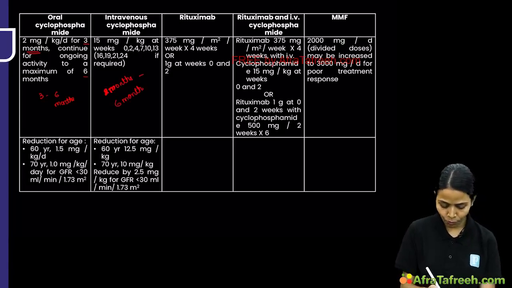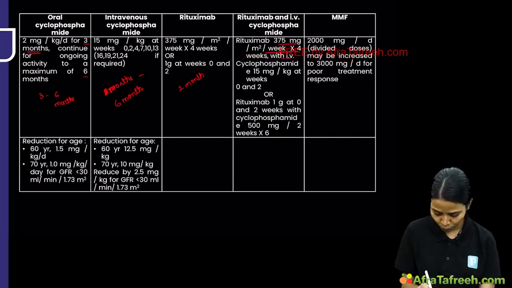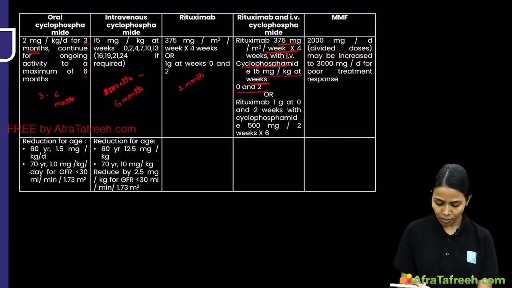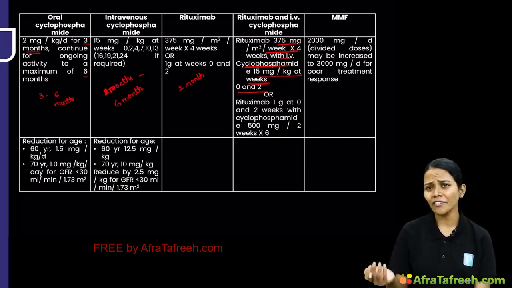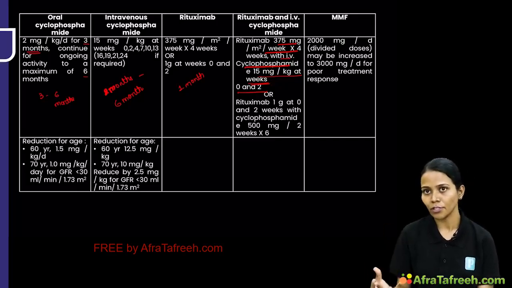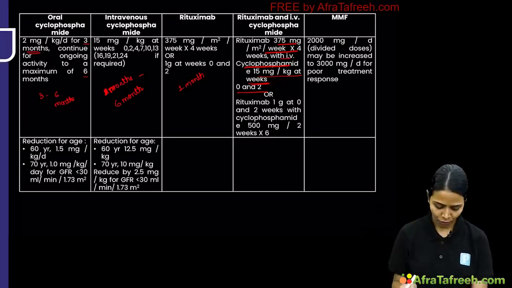Then rituximab, you just give 4 doses, or 4 weeks, so almost 1 month is going to get over. If it's rituximab plus IV cyclophosphamide, you give rituximab for 4 doses, then follow it up with cyclophosphamide 15 mg per kg at week 0 and 2. So this is 4 plus 2, that is 6 weeks. Then if you're giving MMF, you can give 2000 milligram per day, that is 1 gram morning and night. With poor treatment response, you have to increase the dose, and with MMF, you might have to continue the induction phase for a longer time.